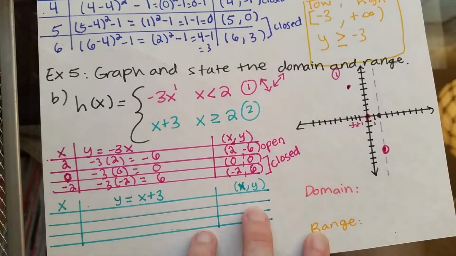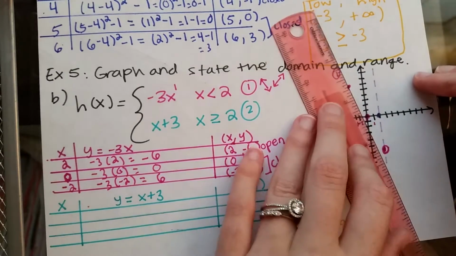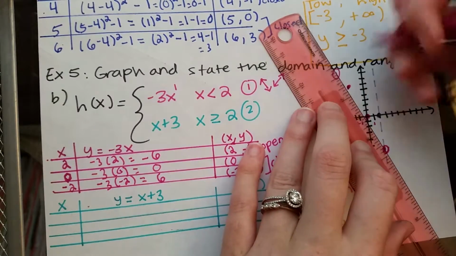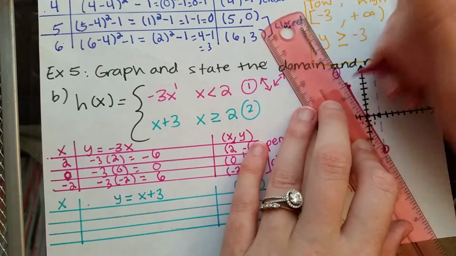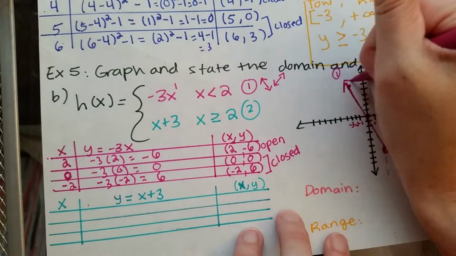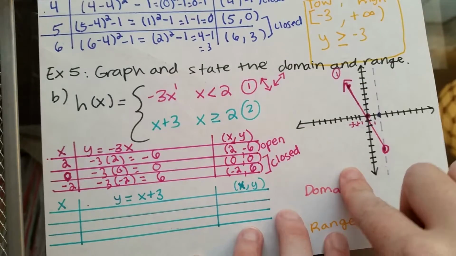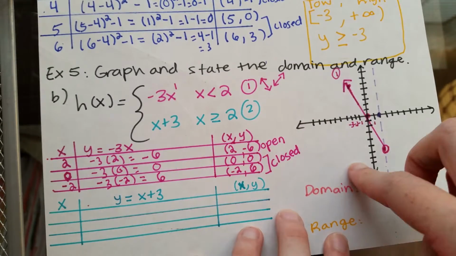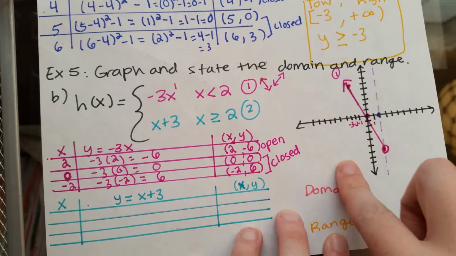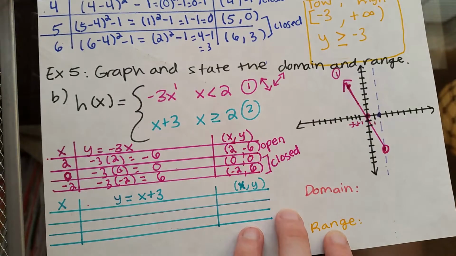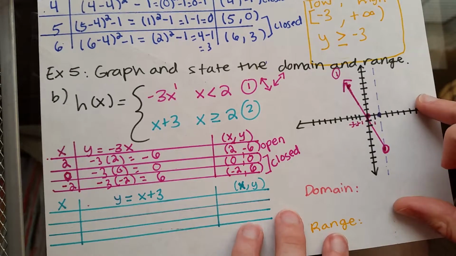Alright, my graph's not perfect, so it should be a straight line, but let's see what it looks like. And this one will have an arrow on the end because it does not have a lower bound. Since it does not have a lower bound, we will draw an arrow. So that is what my very first function is going to look like, graphed.